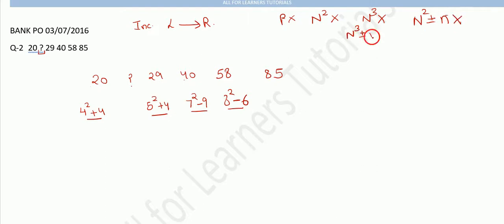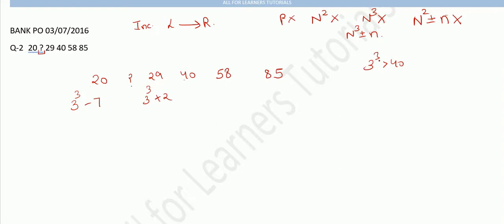Check for n cube plus minus n series. 27, the nearest cube is 27. 3 cube, 3 cube minus 7. This is also 3 cube plus 2. 8, this is 4 cube, 16. 27, the nearest is 27 or 64, right? And both are too far, right? The nearest is either 3 cube or 4 cube. This is 27, this is 64, and both are too far from 40, right? That means this is also not our series.